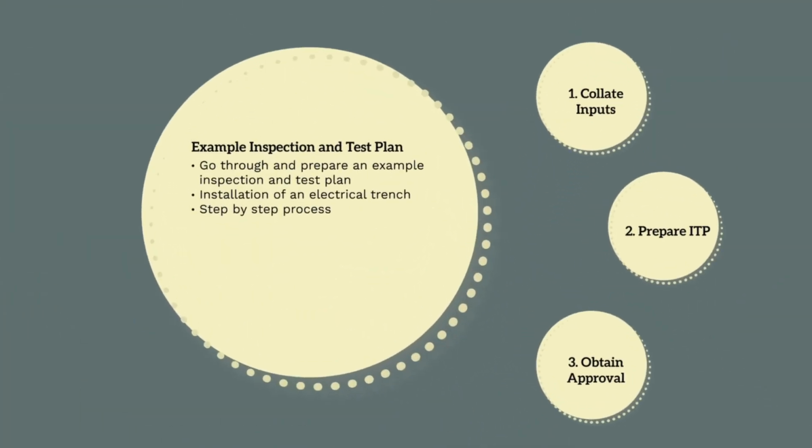Let's now go through an example process of preparing an ITP. Going through the step-by-step process we identified in the previous section, developing an ITP involves 3 steps. Firstly, we need to collate all the inputs. Next, we need to prepare the ITP. And finally, we need to get it approved. We're going to run through this example for the installation of a section of underground electrical conduit.